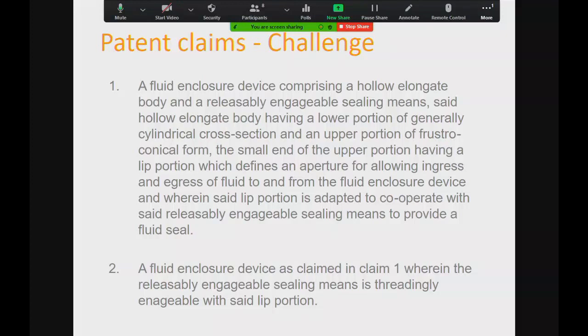So language like, releasably engageable sealing means, lip portion, fluid seals, all of these things, mechanically there'll be a lid or there'll be a rubber stopper or a spring, but we don't call a spring, we call it a resilient means because we don't want someone to go, ooh, their limitation is that it has to be a spring. We can use a rubber band or an elastomer instead.